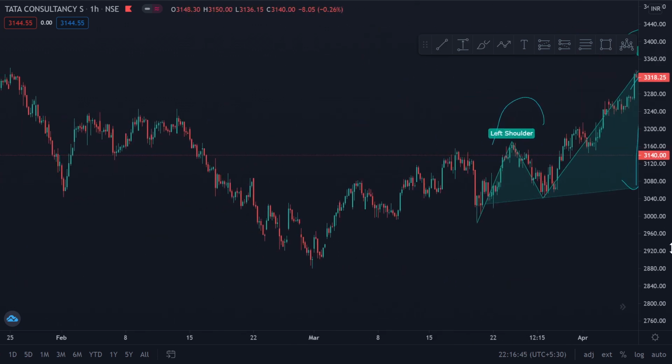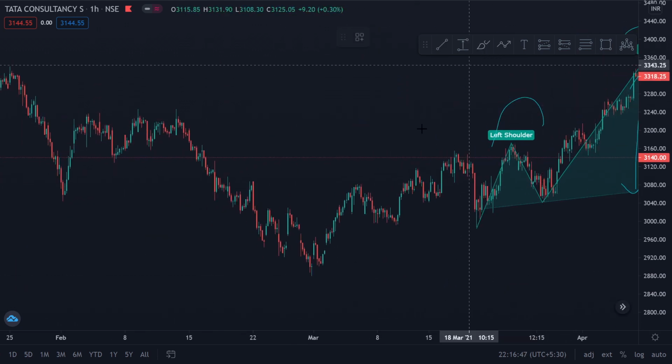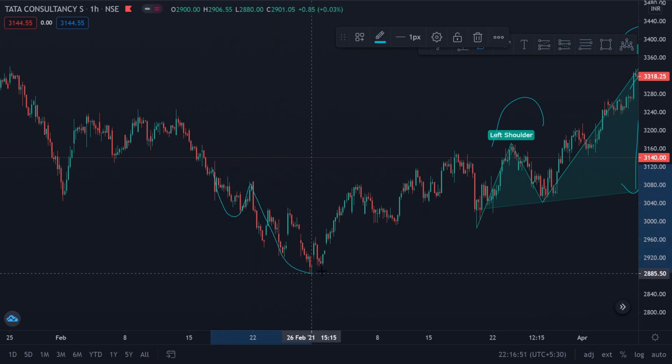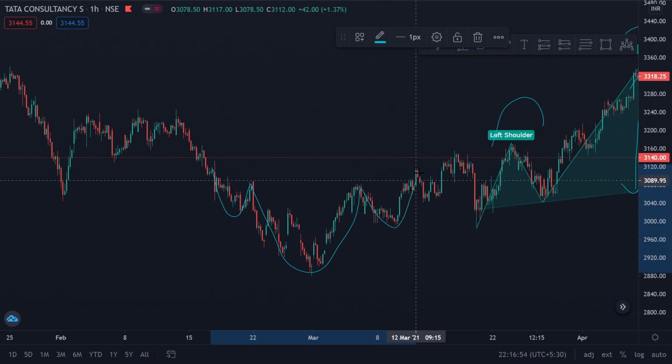So another one was the inverse head and shoulder pattern. Inverse head and shoulder pattern is very similar to the head and shoulder pattern, but is the opposite. So it's just a downtrend getting converted into an uptrend.